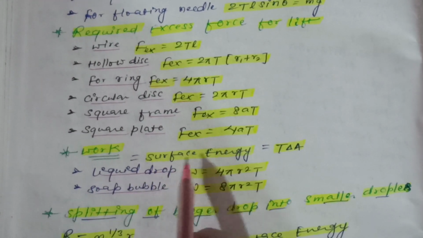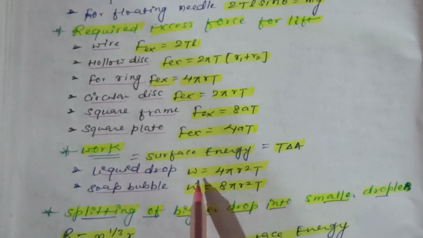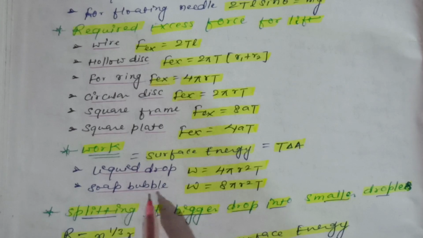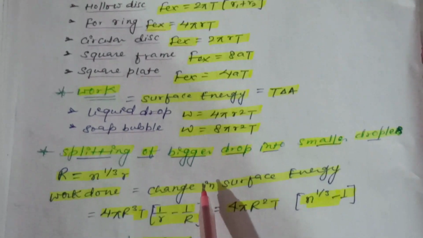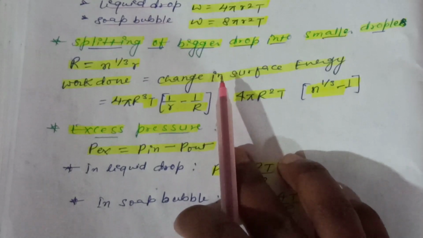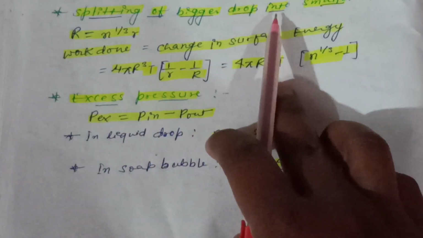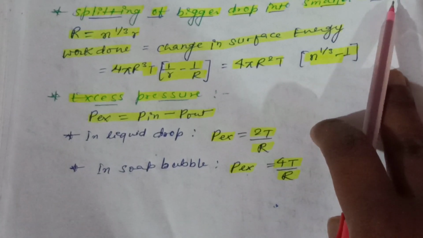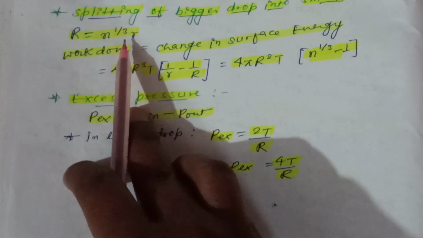Work, surface energy is equal to T delta A. Liquid drop, W is equal to 4 pi r squared T. Soap bubble, W is equal to 8 pi r squared T. On splitting of a bigger drop into smaller drops, r is equal to N to the power 1 upon 3 times r.